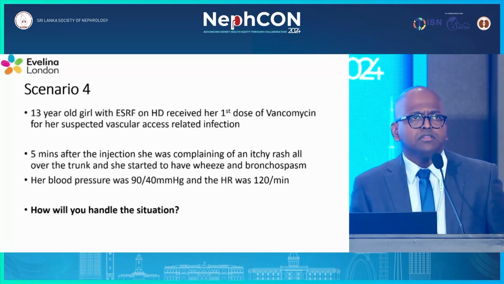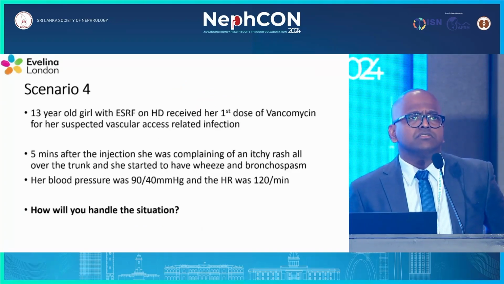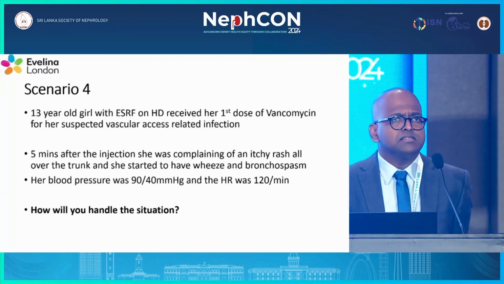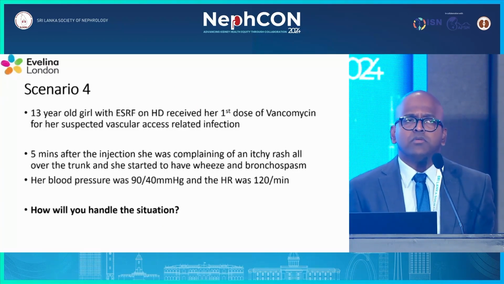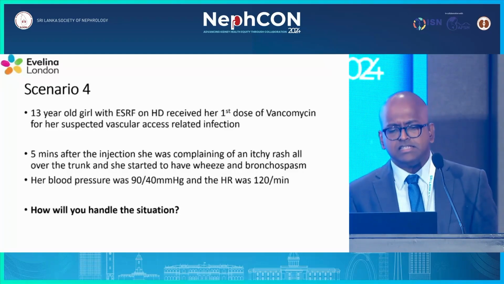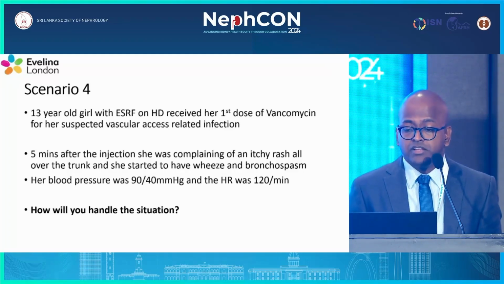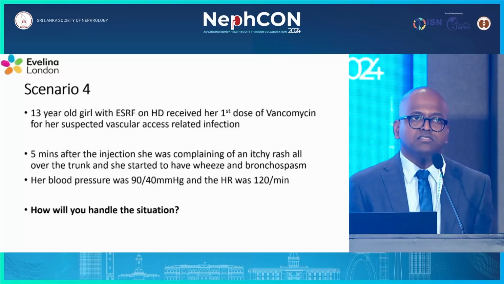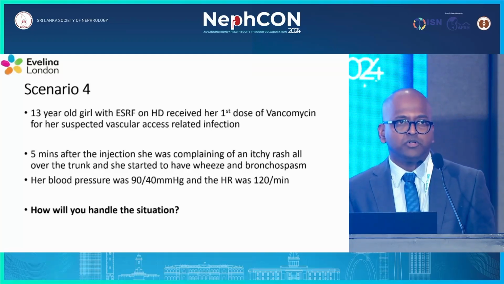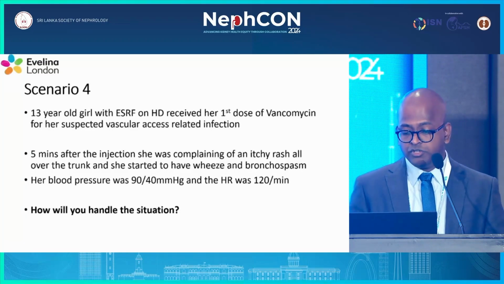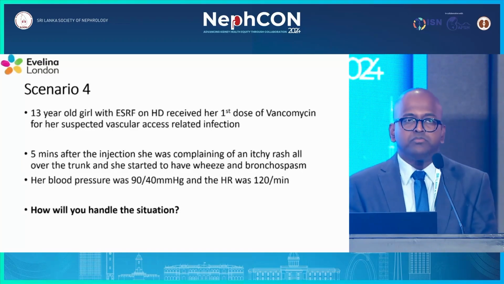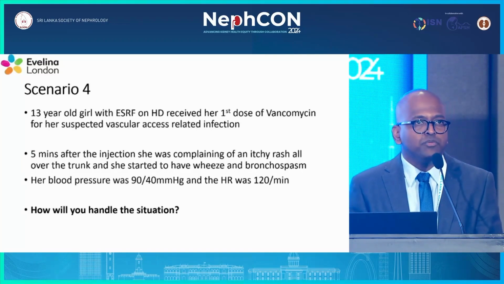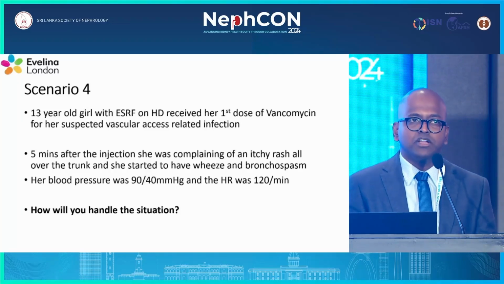Fourth scenario: a 13-year-old girl with end-stage renal failure on hemodialysis received her first dose of vancomycin for a suspected vascular access-related infection. 5 minutes later, she was complaining of an itchy rash all over the trunk and started to have wheeze and bronchospasm, which is a common kind of anaphylaxis scenario we encounter. Hypotension, tachycardia, and how are we going to handle this? So we know this could be any form of reaction, any form of anaphylaxis. We have to blame the vancomycin.